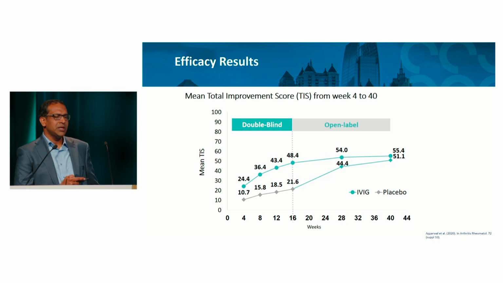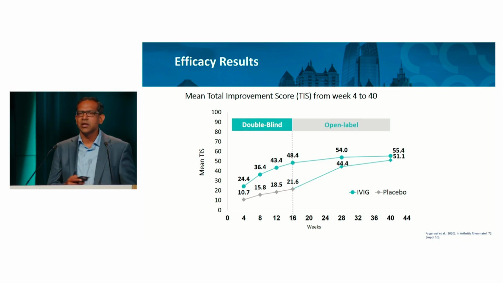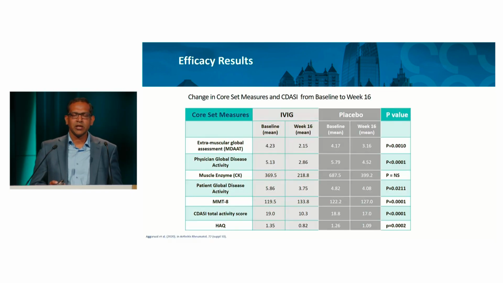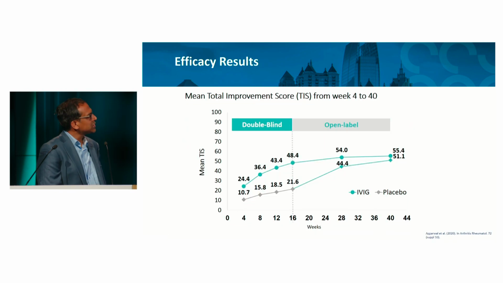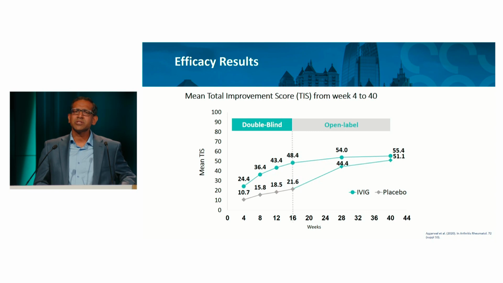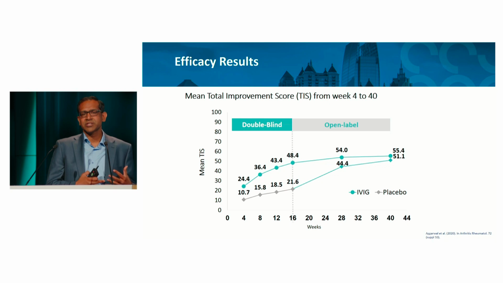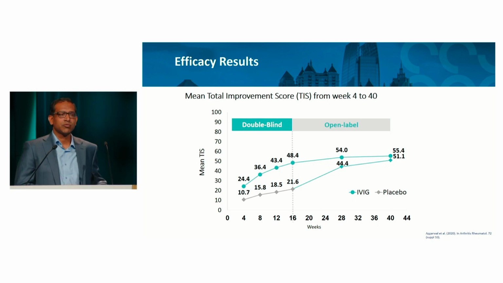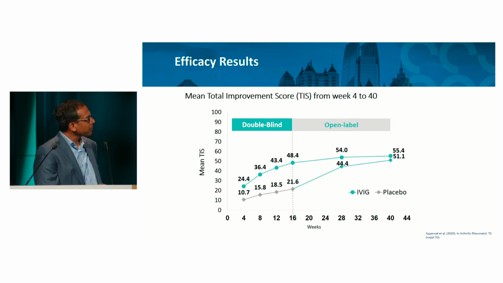So to me, the lesson from this was that the outcome criteria worked, the total improvement score and this new ACR-EULAR classification criteria worked, because I already knew IVIG works. If IVIG did not work in dermatomyositis, that would have been a failure of the outcome measure. So for me, it was actually more of a success of the outcome measure than a success of the drug itself.